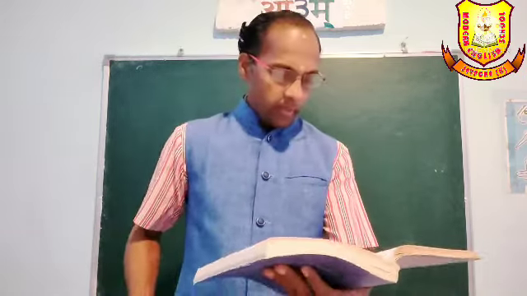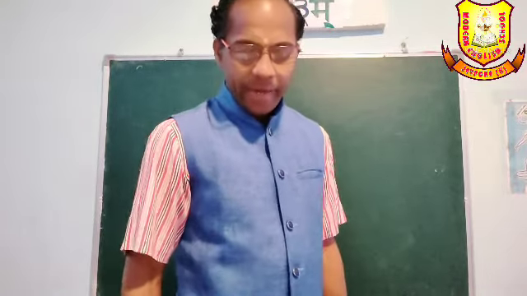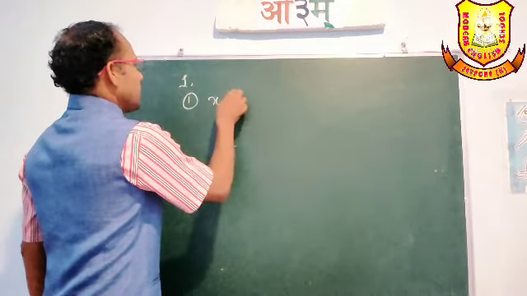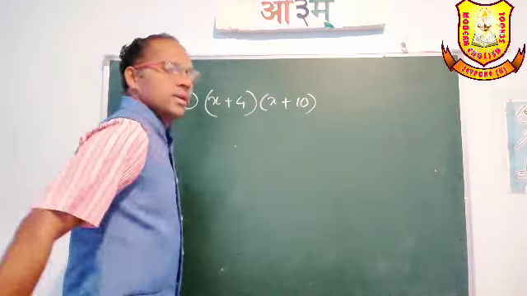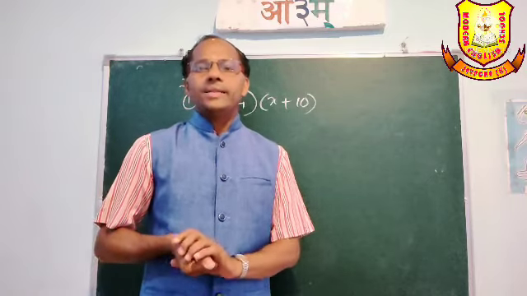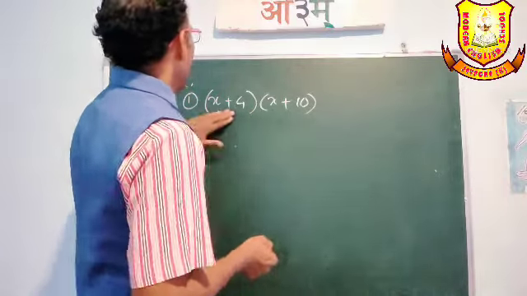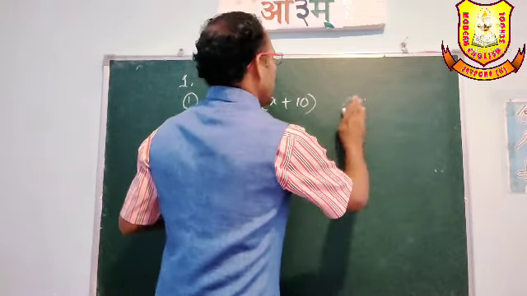Okay. So question number 1. Use suitable identities to find the following products. First one, (x plus 4) whole into (x plus 10). Question number 1, first bit. Out of all the algebraic identities, this is one of them, the application of (x plus a) whole into (x plus b). We all have known this. Here we have to write.